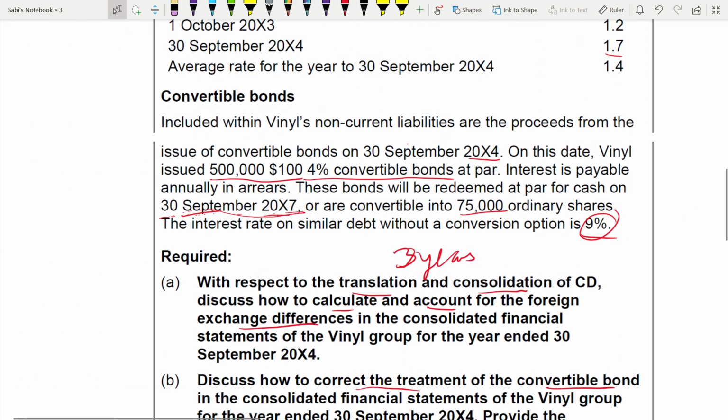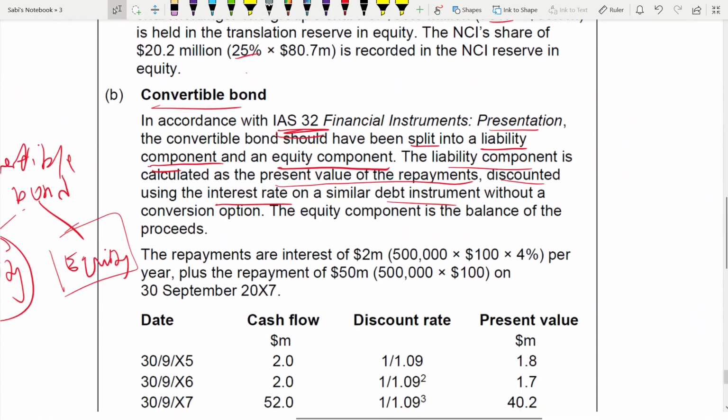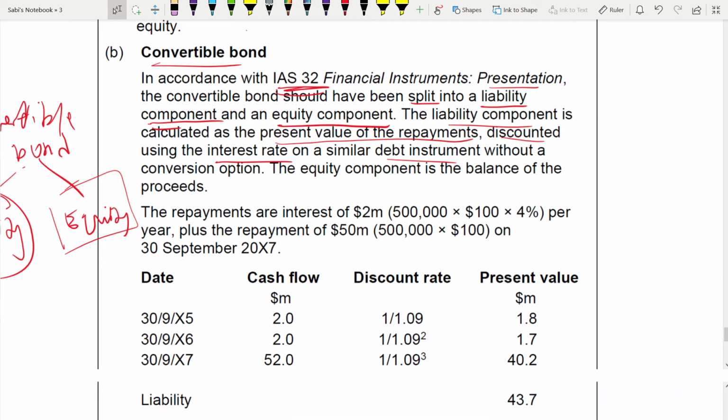Okay, some of you get confused. That's why I'm explaining you this. It's 9%, your discount factor, not this 4%. No, it should not be the 4% which is your discount factor. This 4% is used to find the interest. Okay, so you have to be clear on this. So equity is the balance. Equity is the balance.